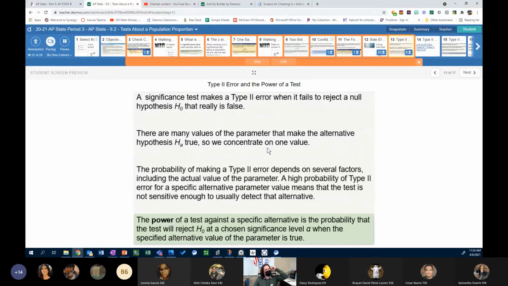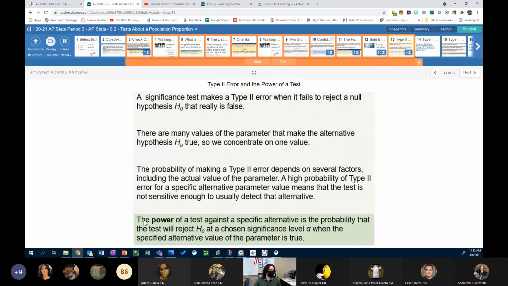The probability of making a type 2 error depends on several factors, including the actual value of the parameter. A high probability of a type 2 error for a specific alternative parameter value means that the test is not sensitive enough to usually detect that alternative. All right, so a high probability of type 2 error means that our test is not set up in such a way that we can detect if that alternative is actually true.